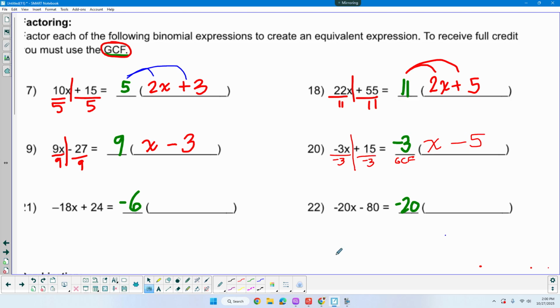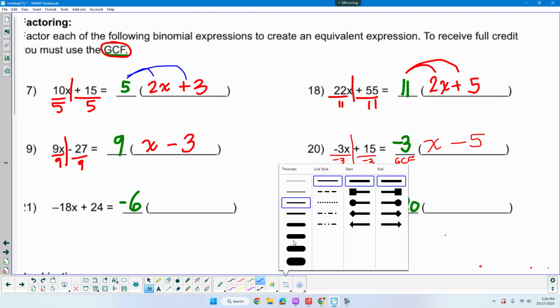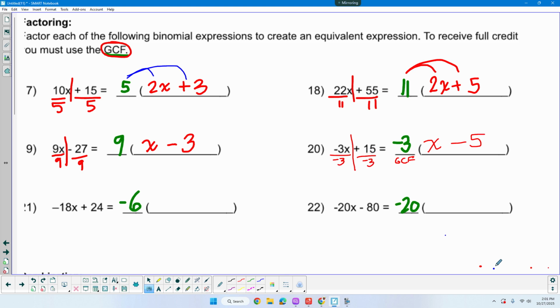Now, what if you decided to use positive 3? I would still count this absolutely, but now if we divide by a positive 3, the signs on the inside have to change. These are also equivalent. And we know that because if we distribute, we end up back where we started. So I would accept either way.